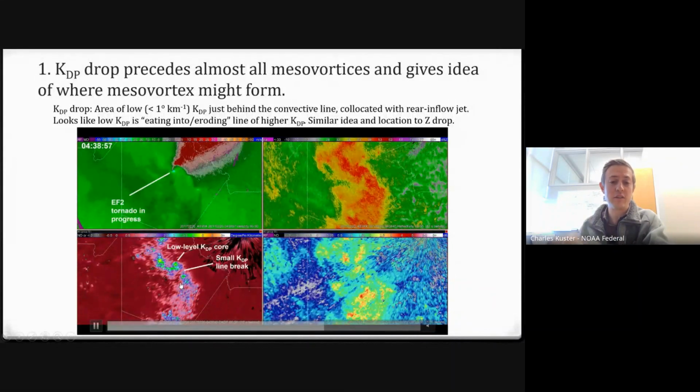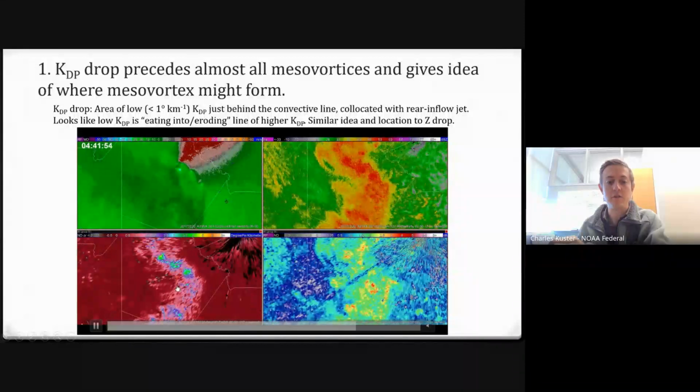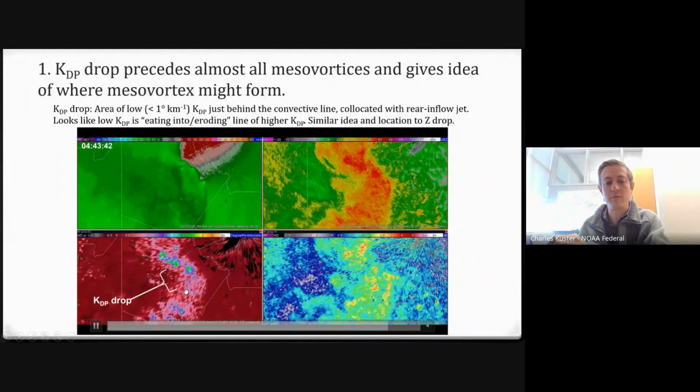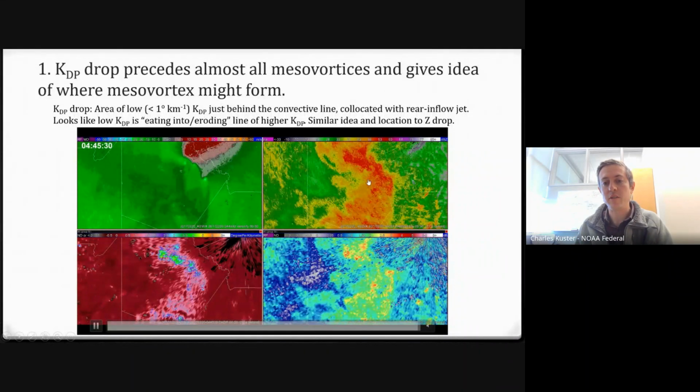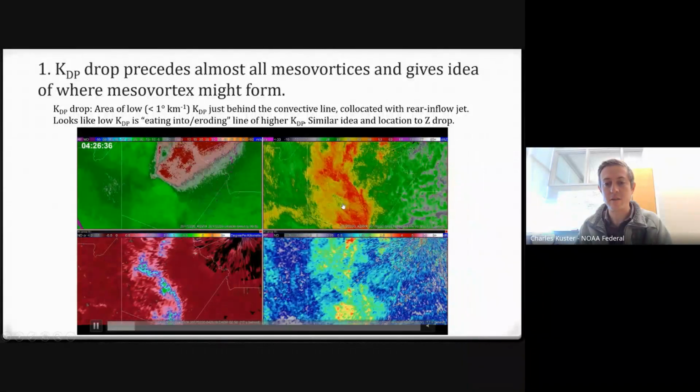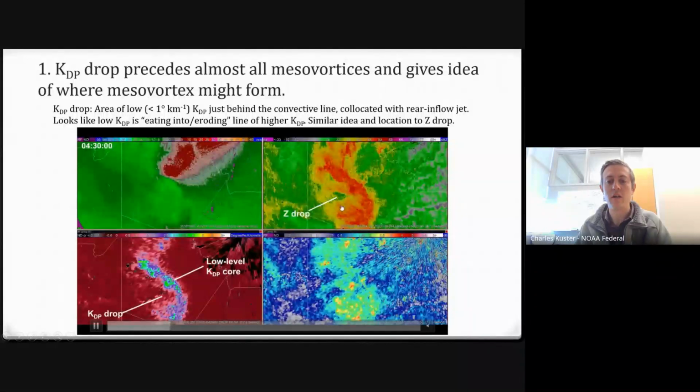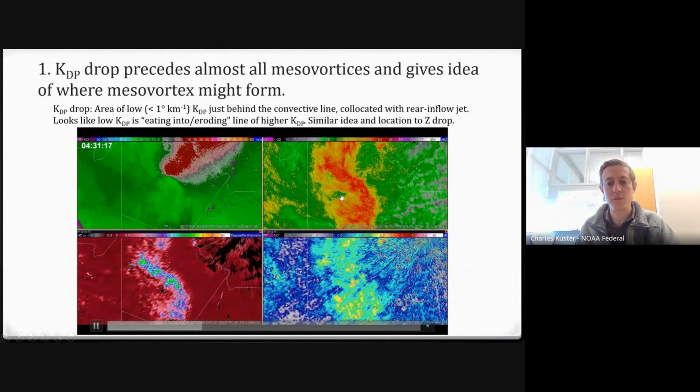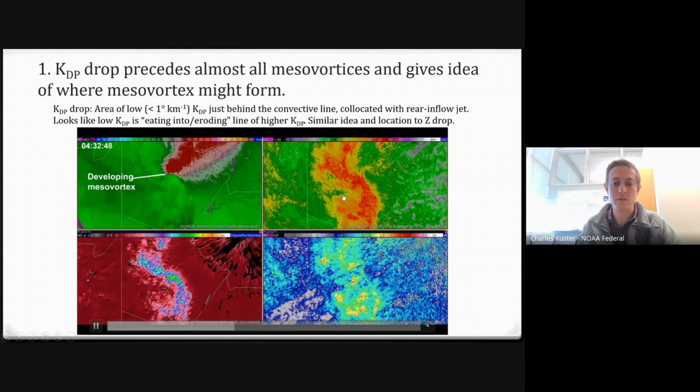KDP is actually really sensitive to evaporation, so this radar signature can really stand out. It's in the same location and idea as the Z drop, which is highlighted in the animation as well. And that Z drop is one of those confidence builders within the mesovortex warning system.